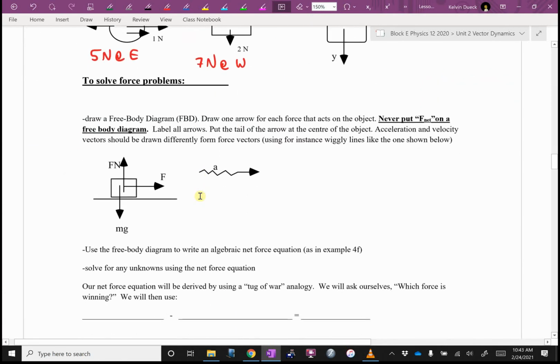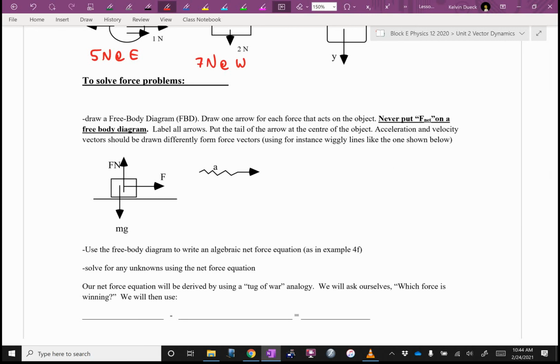So to solve force problems, we're going to use what we call the free body diagram. We're going to draw an arrow for each force that acts on the object. F net is never going to show up on my FBD, my free body diagram. We're going to label the arrows. We're going to try and draw them roughly to scale. Paige, what do I mean by roughly to scale? If they're the same size, I'll eyeball it, try and make them the same size. If I know one is bigger, I'll eyeball it and make sure one looks bigger.